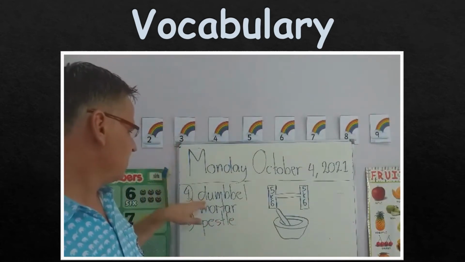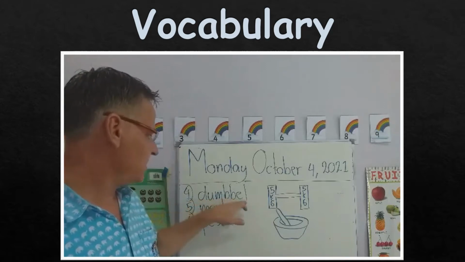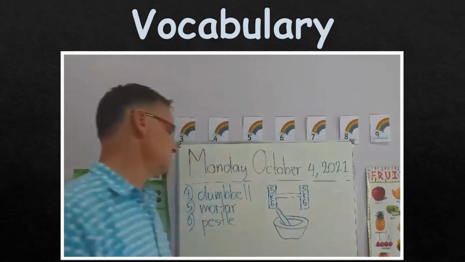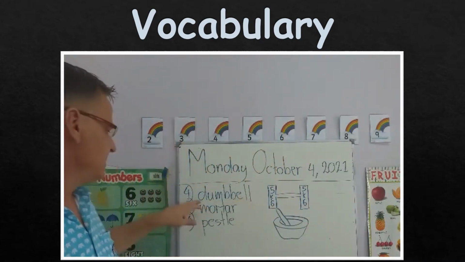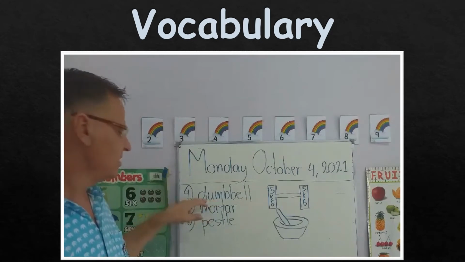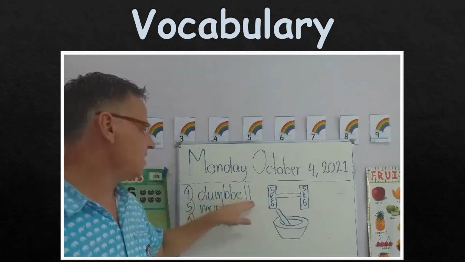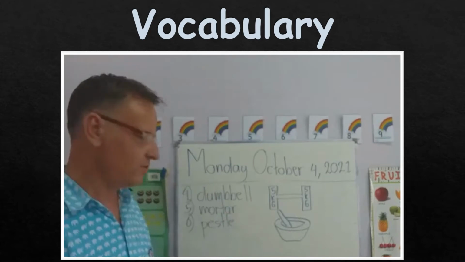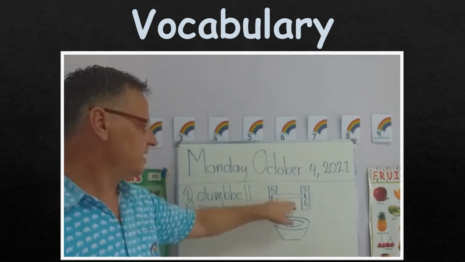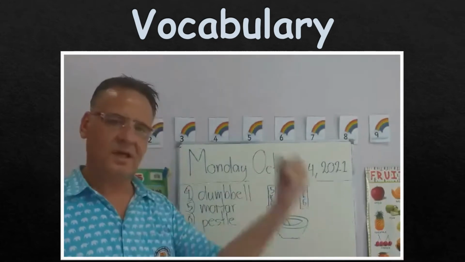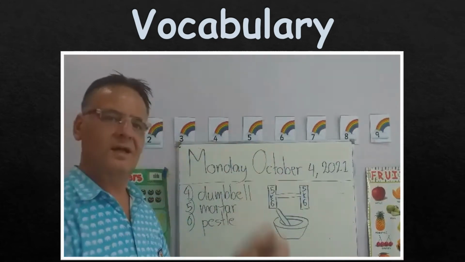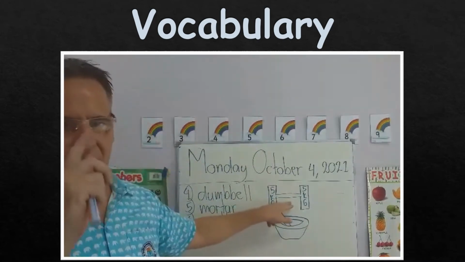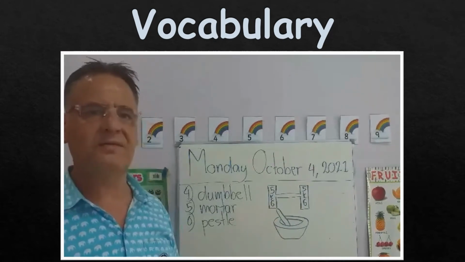The first one, number four, D-U-M-B-B-E-L-L. So two B's and two L's. Dumbbell. What is a dumbbell? A dumbbell you can use to work out. It's a thing that looks like this. You hold it in the middle and then you can exercise with it like this. So it's a weight. Some are 1 kilo, some are 5 kilo, some are 10 kilo or even more.